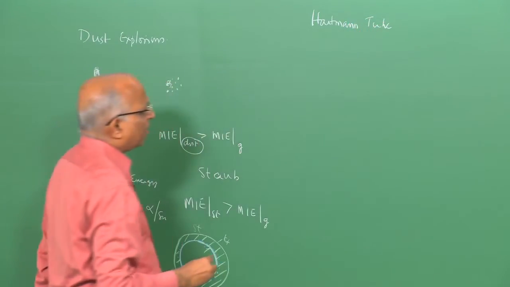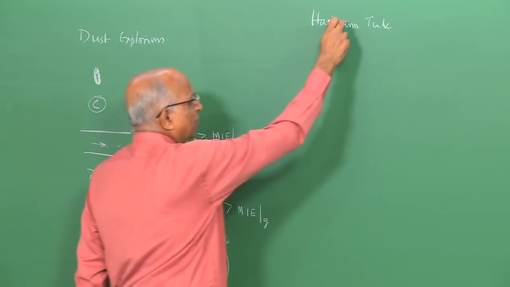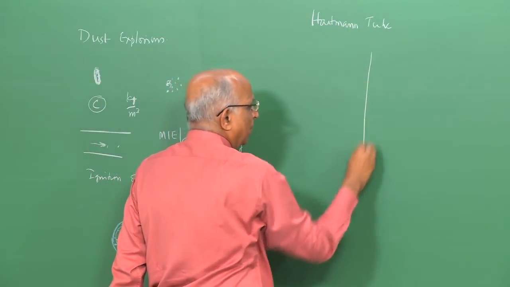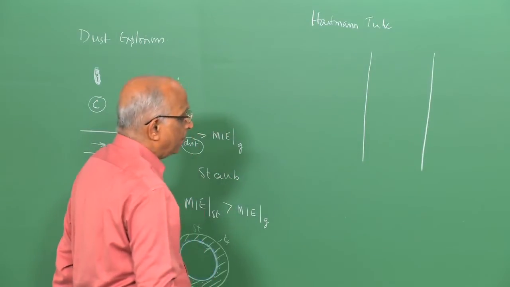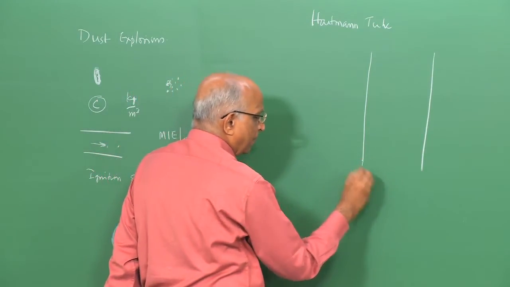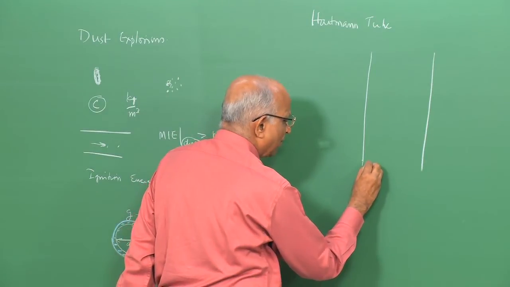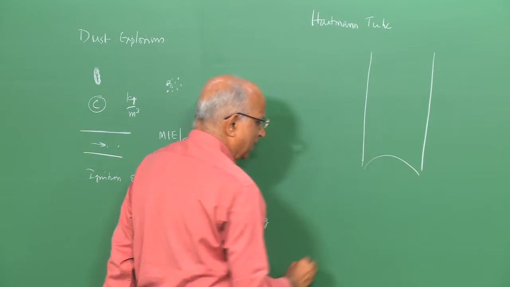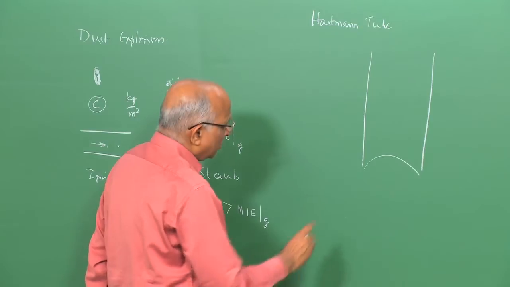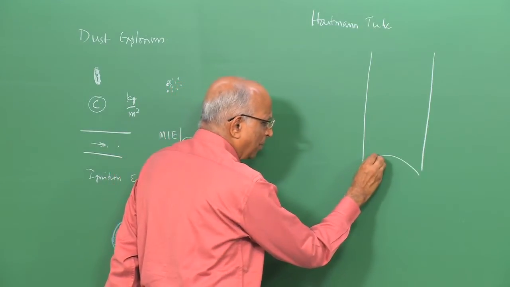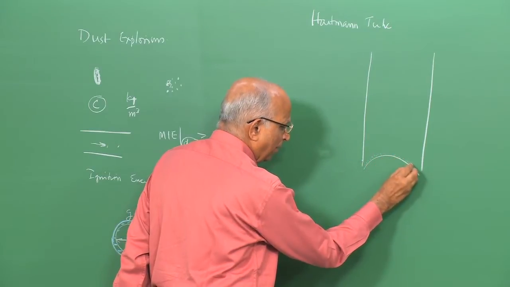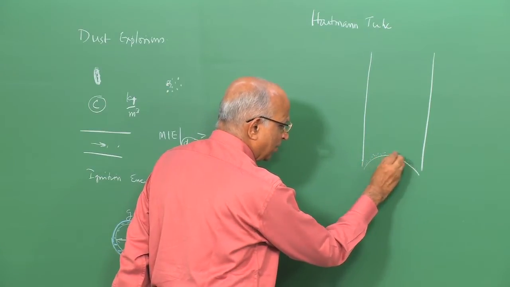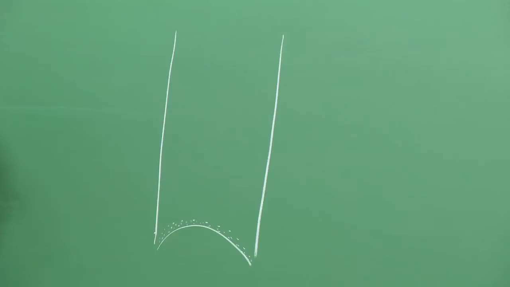What is this Hartmann tube? It is a modification of the original Hartmann tube, in which it is a straight pipe. At the bottom of the pipe you have a shape like this, on which the dust particles are placed, so a mass of dust particles is accumulated over this particular shape.